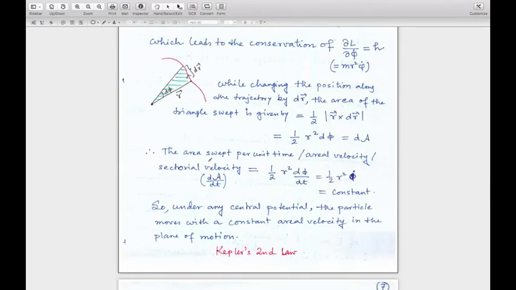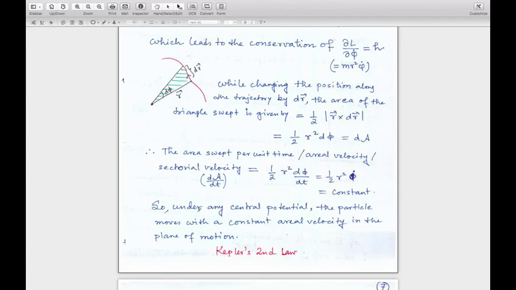Okay, now the area swept out per unit time, which is nothing but the areal velocity or sectorial velocity, given by dA/dt, will be nothing but half r square dφ/dt, or half r square φ dot. Now you can say that m r square φ dot is a constant, as we all know. Now r square φ dot will also be a constant because mass is a constant in our problem. So the sectorial velocity or areal velocity is a constant.